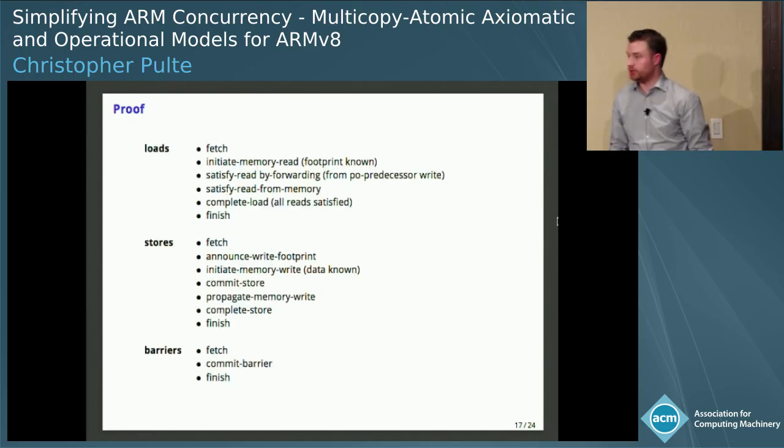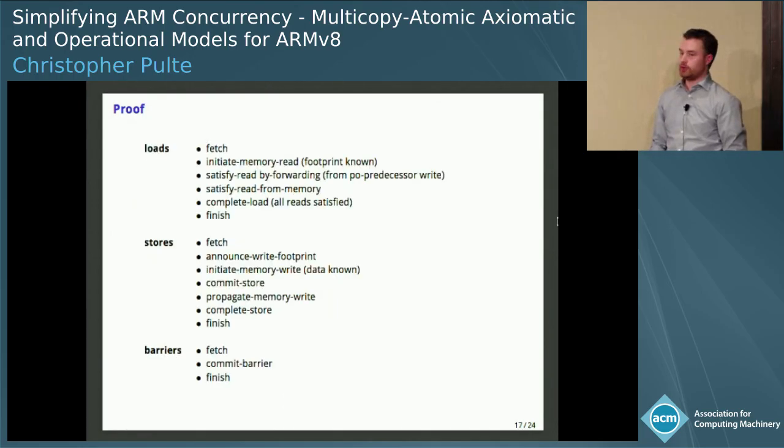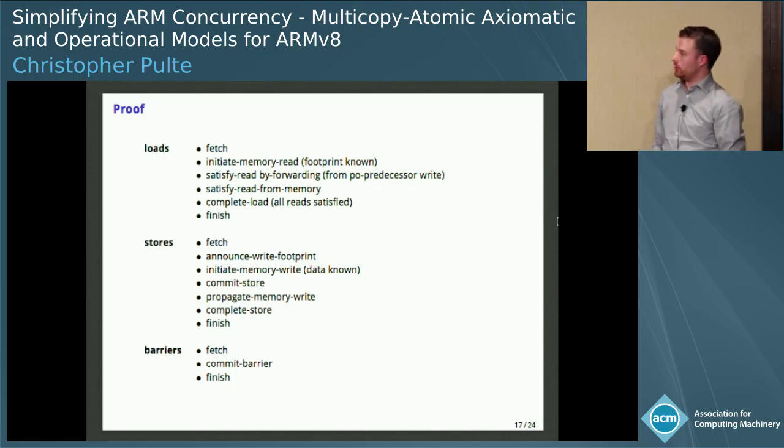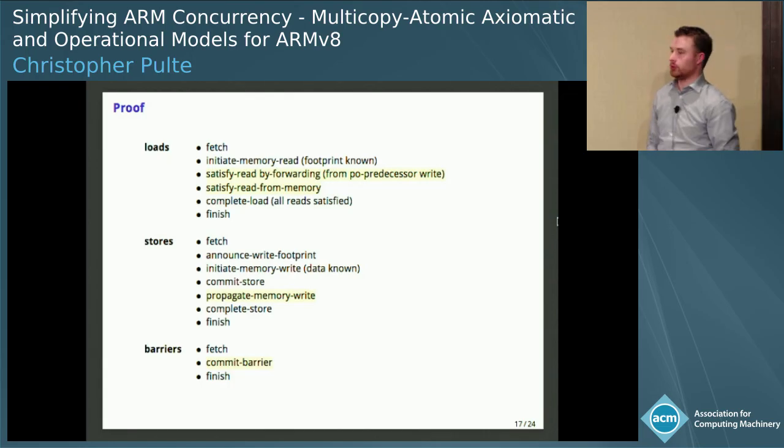A basic problem we face in this proof is that there's a mismatch between the events the two models talk about. Where the axiomatic model has a single event per instruction, the operational model has multiple transitions for each load, store, and barrier. And so the idea underlying the proof is that there's a correspondence between particular operational model transitions and axiomatic model events, namely the satisfy read transitions, the two variants for loads, the propagate write transition for stores, and the commit barrier transition for barriers.